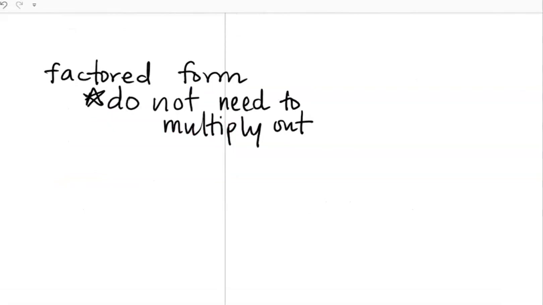Pledge allegiance to the flag of the United States of America and to the republic for which it stands, one nation, under God, indivisible, with liberty and justice.